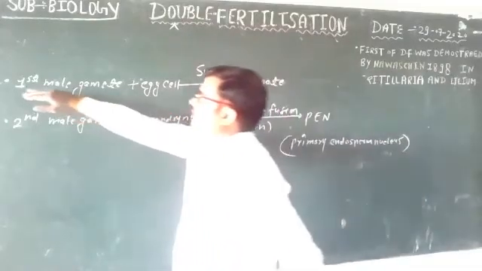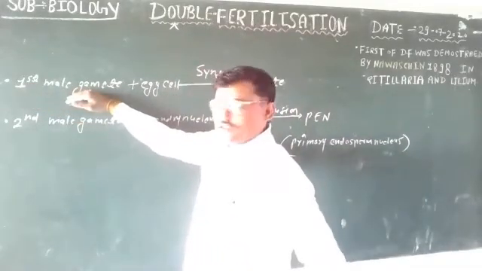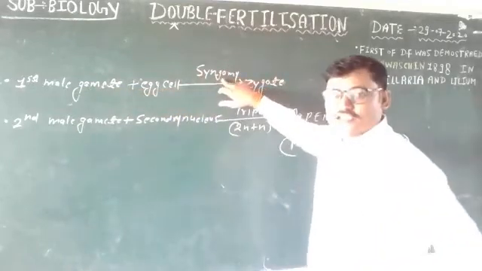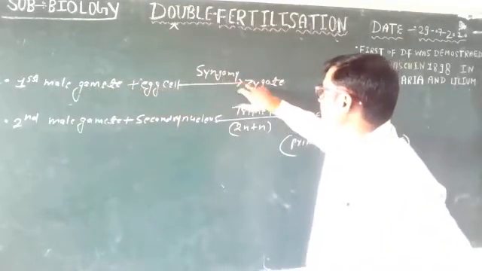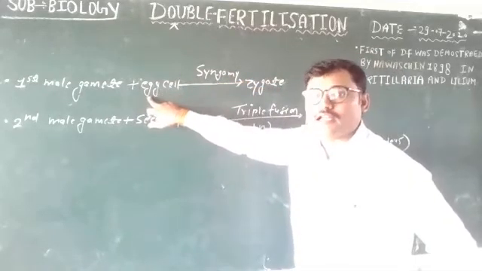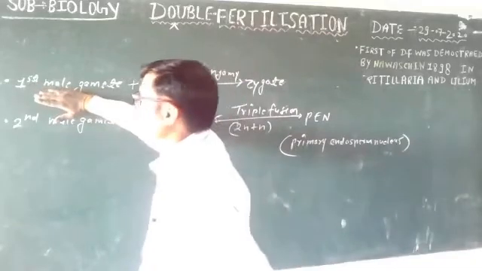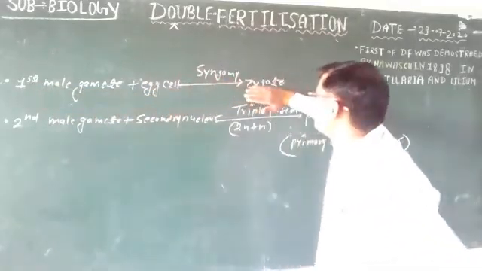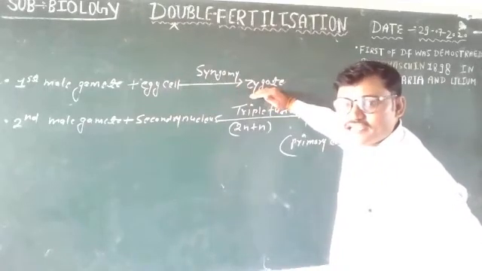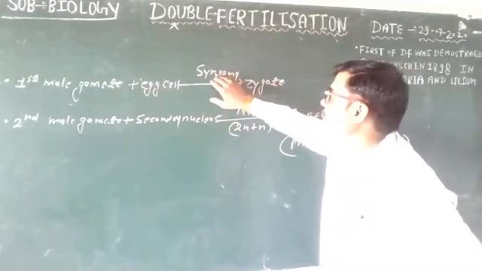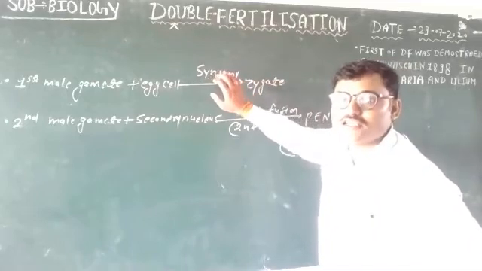See, first the male gamete fused to the egg cell, and it formed the zygote. This process is known as syngamy. When I am repeating, the first male gamete fused to the egg cell, and it formed this diploid state. This diploid state is known as the zygote, and this process is known as syngamy.